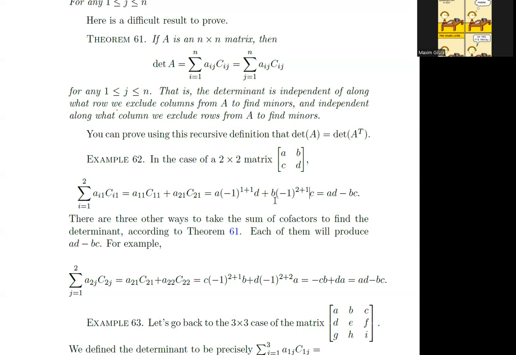AD minus BC. So for example, A2j, this removes the second row. So it's A21 C21 plus A22 C22. A21 is C, then the cofactor is minus 1 to the 3 B. So you get minus CB, plus D is the A22 entry. C22 is minus 1 to the 2 plus 2 A. So it's minus CB plus DA, which is AD minus BC.